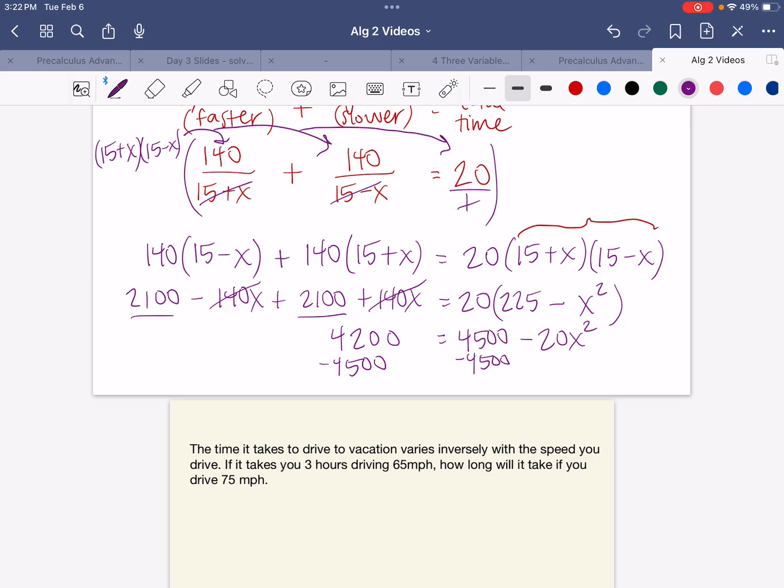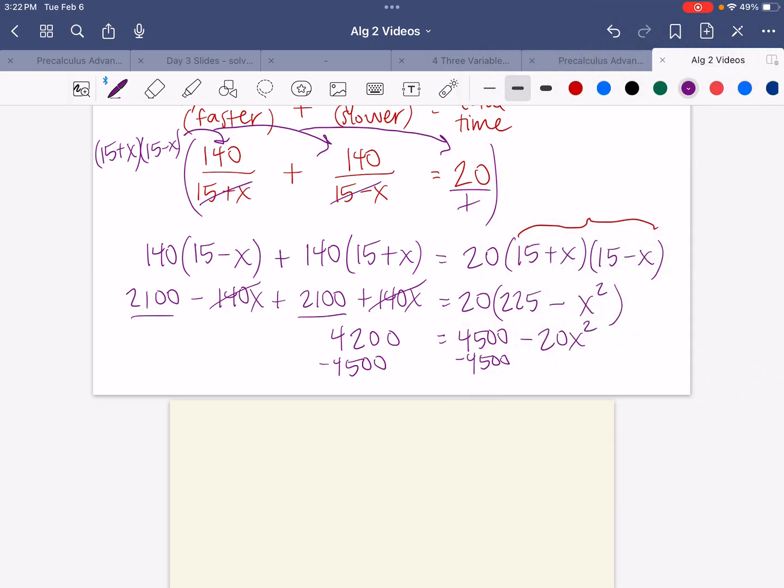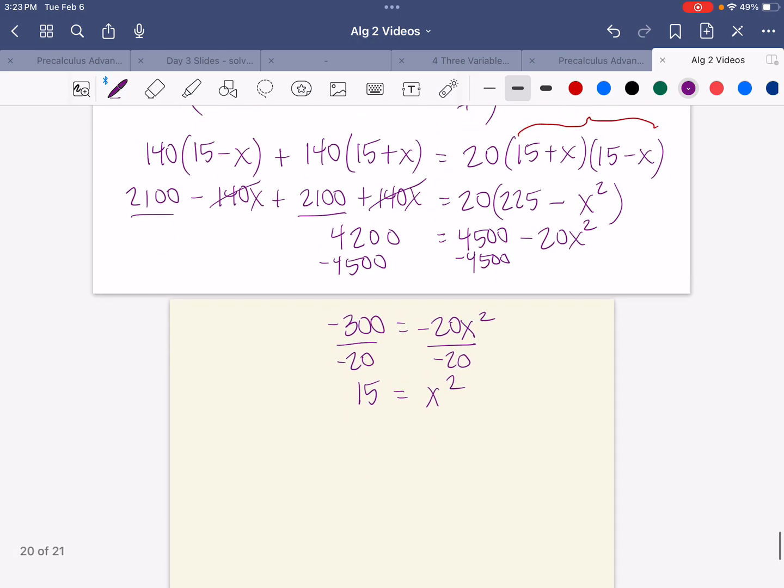So negative 300 equals negative 20x squared. I need to isolate the x squared, so divide by negative 20. And so we're going to get 15 equals x squared. It's okay here, we're not getting a whole number as our answer.